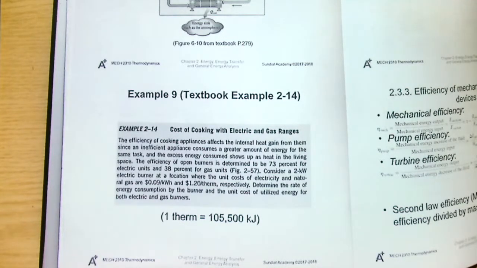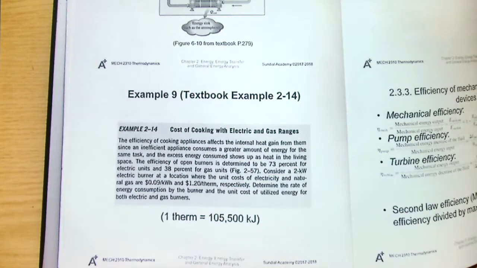The cost of cooking with the electric and gas ranges. There are two kinds of ranges that we will use in cooking. Generally, we will have electric as well as gas ranges. The efficiency of cooking appliances affects the internal heat gain from them, since an inefficient appliance consumes a greater amount of energy from the same task.